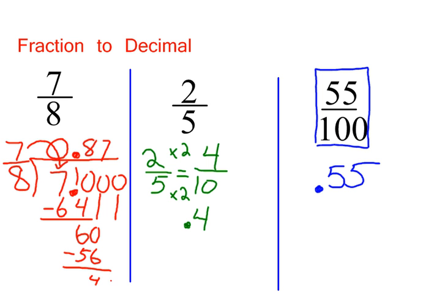Bring down my last 0, 40. 8 goes into 40 5 times, and there's no remainder. So 7/8 as a decimal is 875 thousandths.